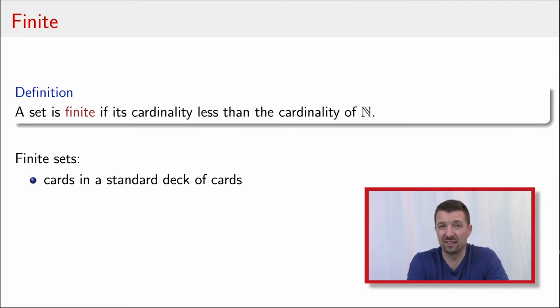The number of cards in a standard deck of cards. Right? Without jokers, there's 52. With jokers, there's 54. But either way, there's a finite number of those cards.